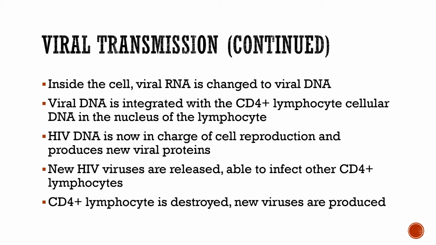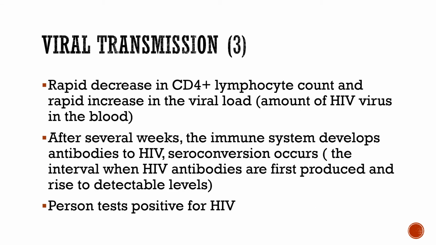New HIV viruses are released, and they are able to infect other CD4 lymphocytes. The CD4 lymphocyte is destroyed, and then new viruses are produced, each time with cell replication. There is a rapid decrease in CD4 lymphocyte count and a rapid increase in the viral load, which is the amount of the HIV virus that is in my blood. So when they are looking for this HIV virus in my lab studies, they are going to do a CD4 count, they're going to do a viral load.